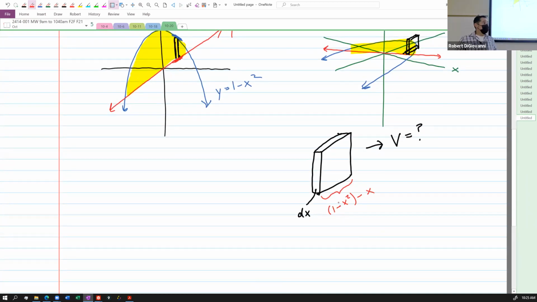But it's a square. So the height of it is also the same thing, right? The height is also 1 minus x squared minus x. And so if we have a little box here and I know the length, the width, and the height, the volume is just all 3 multiplied together.